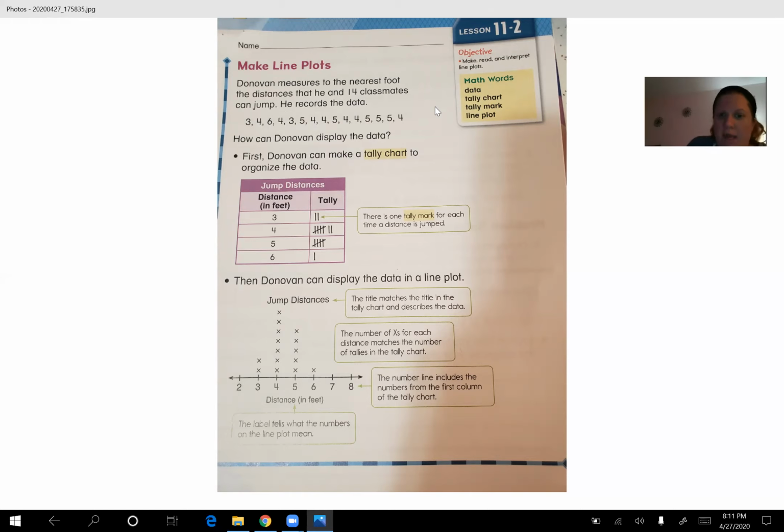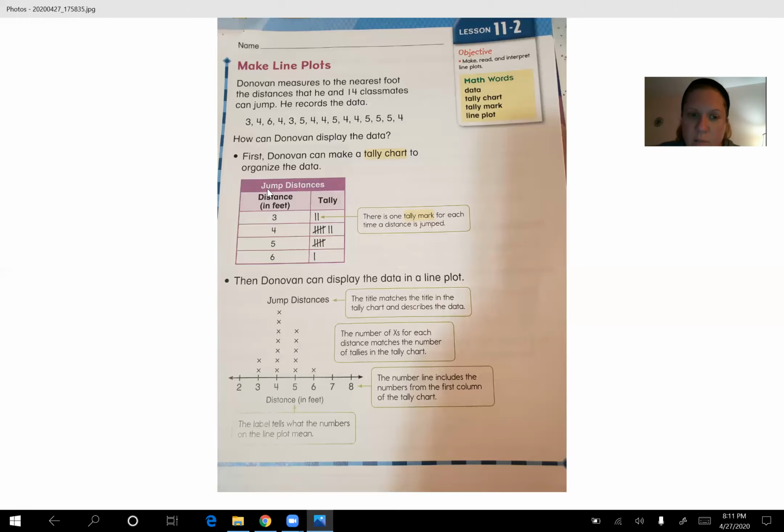How can Donovan display the data? So the first thing that he does is he makes a tally chart to organize his numbers. So this tally chart at the top, it says jump distances. Here is distance in feet, and we have 3, 4, 5, 6. And when I look up here at the numbers, those are the only ones that I see up here, 3, 4, 5, 6. If for some reason you had lower, like 2, 1, or 0, that could make your chart a little bit different, or if it went above 7, but this one doesn't look like it does. Then Donovan takes his information and makes tally marks.